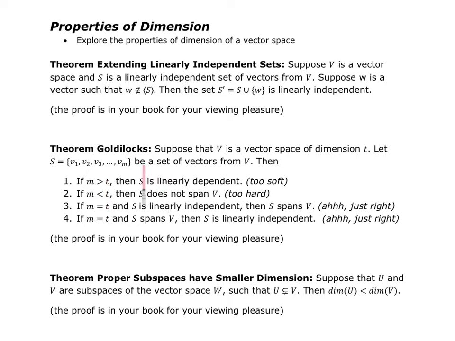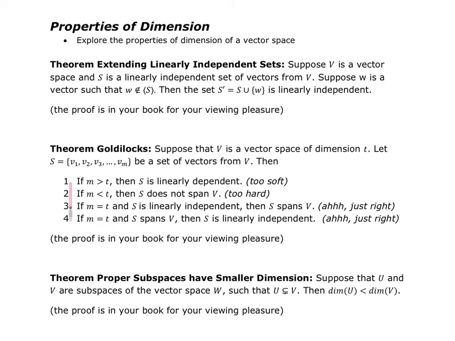Then that brings us to this Goldilocks theorem. Suppose V is a vector space of dimension t. That means it has t vectors to build the basis. Let S be a set of vectors from v1 to vm. Then, if the number of vectors in S is larger than the number of vectors in the basis, then S is a linearly dependent set of vectors, and we say it's too soft.